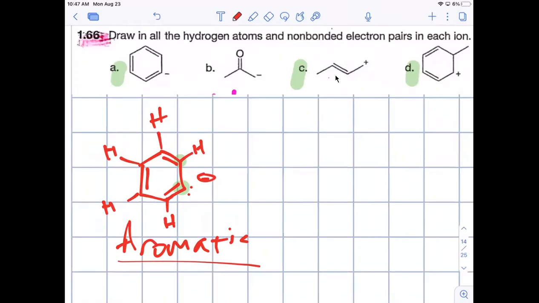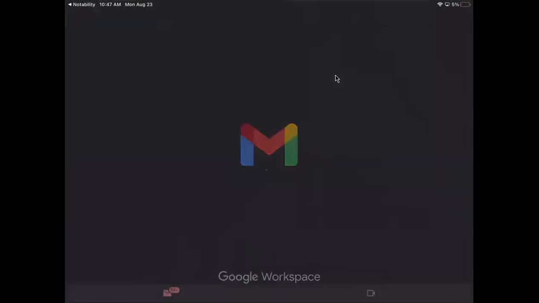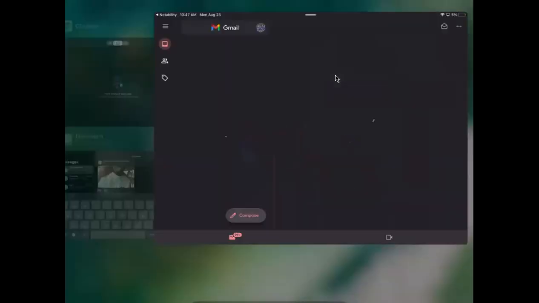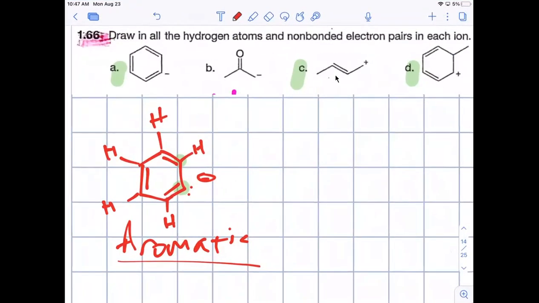Let's look at the, we're at 5% in 3 minutes. I can do it. Sorry about that. Let's go ahead and look at B, because that'll give me a chance to introduce another functional group.